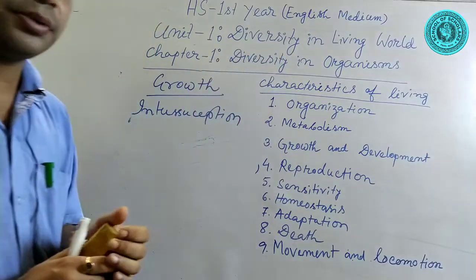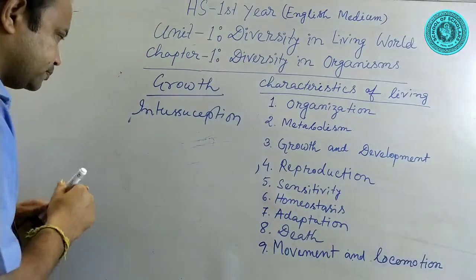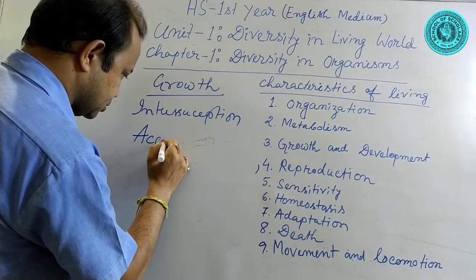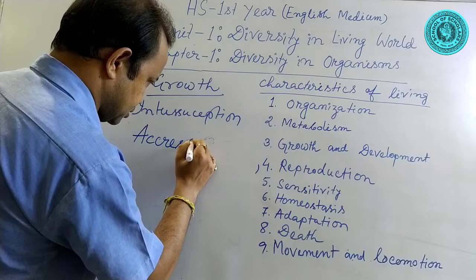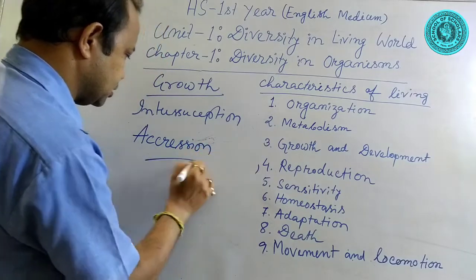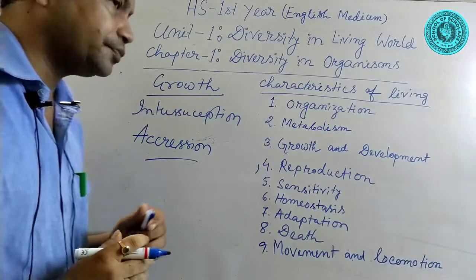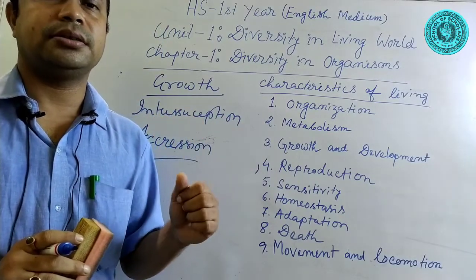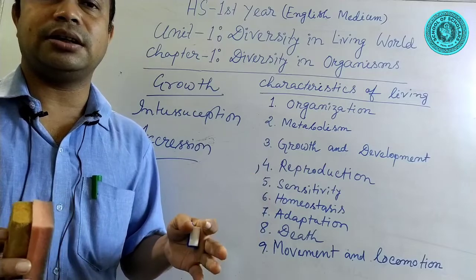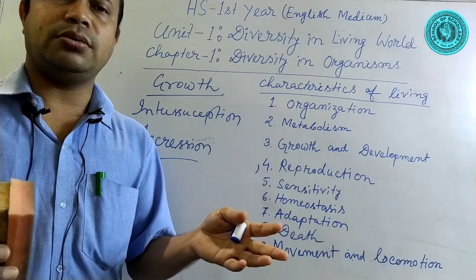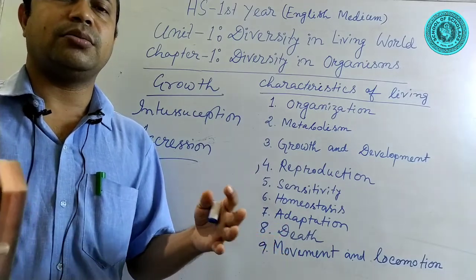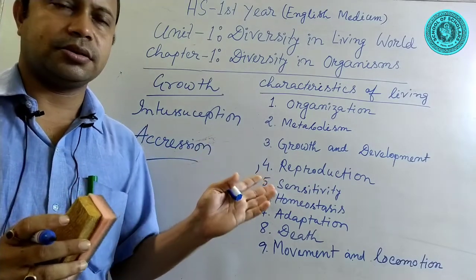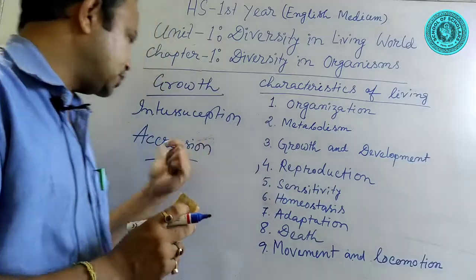Another kind of growth is observed in case of non-living things, which is called accretion. Accretion is a growth of non-living things. It is the external growth. Different kinds of external molecules or substances are accumulated to increase the volume of non-living things. Therefore, it is called accretion.